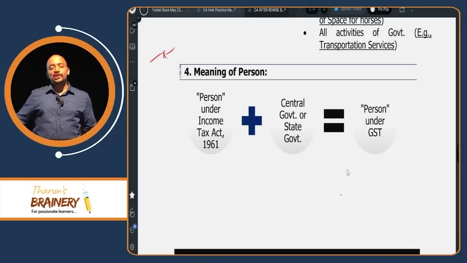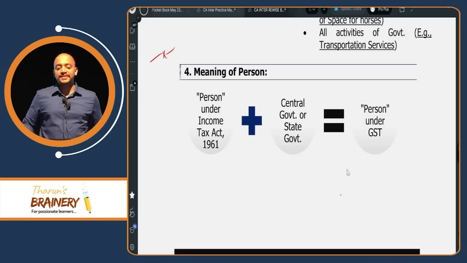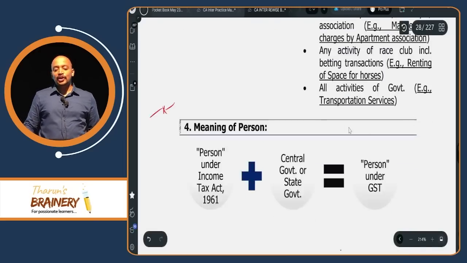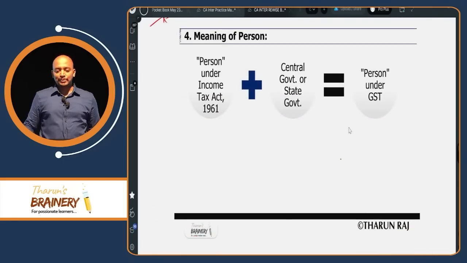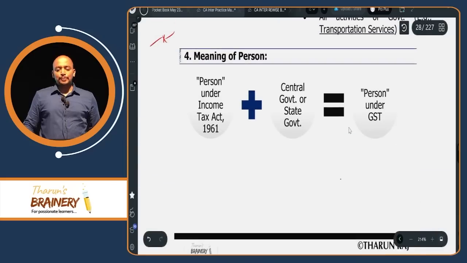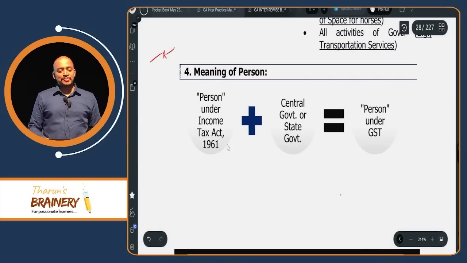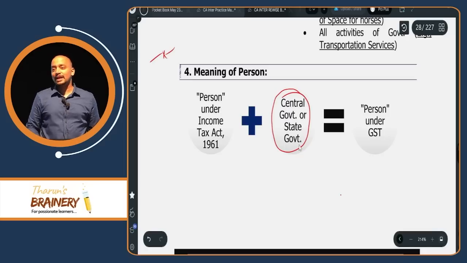So far we have come across meaning of goods, meaning of services, meaning of consideration and meaning of business. Now have a look into meaning of person. Person under GST is same as person under Income Tax Act except central government and state government. Central government and state government is not a person under Income Tax Act, which means they are not required to pay income tax, but they are required to pay GST. Therefore person under GST includes central government, state government.